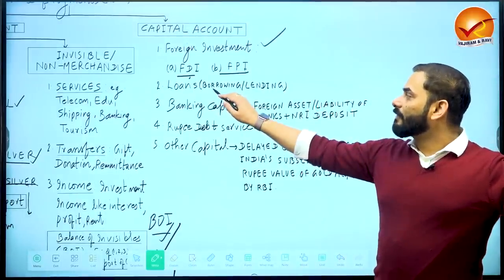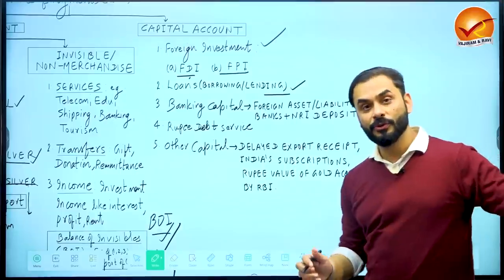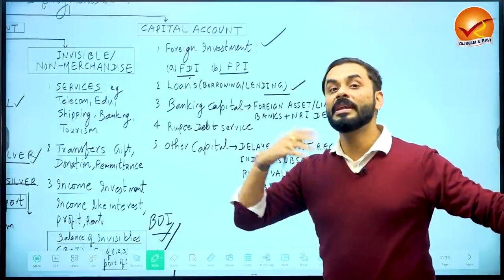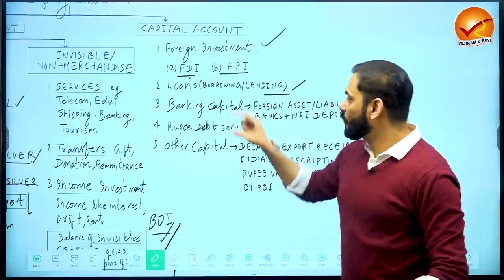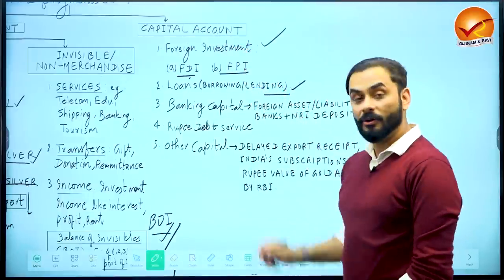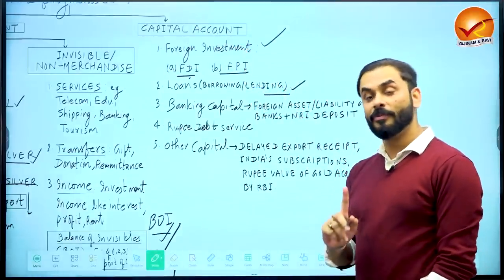The second component of capital account is loans. So for example, we borrow money from other countries, right? Other countries also borrow money from us. So those things are a part of capital account. Your loans, borrowings, lending, they are a form of capital account.